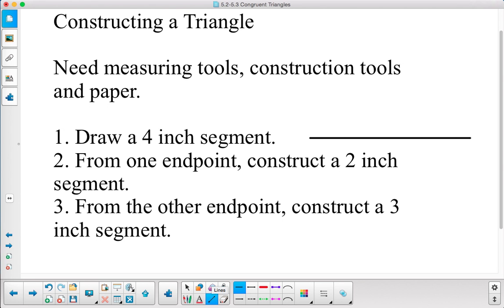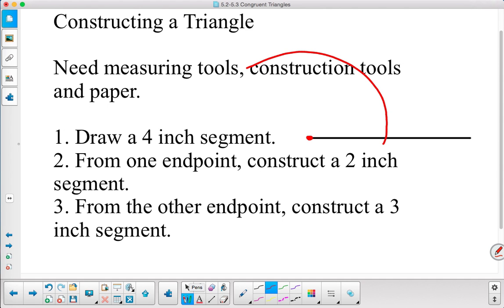Well, how are you going to do that? Grab your compass and your ruler. Set your compass at how long a 2-inch segment would be. And then I'll just have to draw it up here so you can see what would happen. Put the point of your compass on one end of the segment you drew, and then make a 2-inch arc. Just draw it around there. So somewhere along that red arc will be a 2-inch segment.